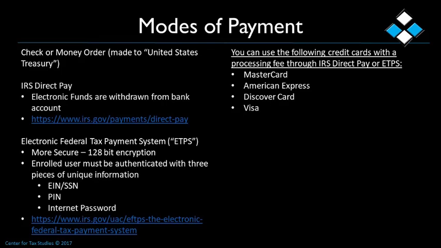Here you'll also see the website links that you can use to be able to use those payment methods. And you can use a credit card with these other types of payment methods to pay your federal income taxes. So that is the most important information that you need to know about filing your tax return, paying for your tax return, and which tax return to actually use to file.